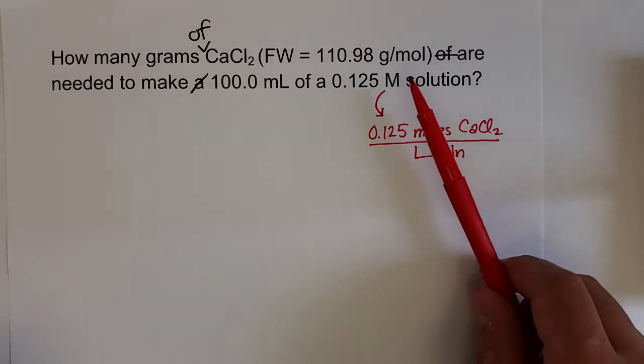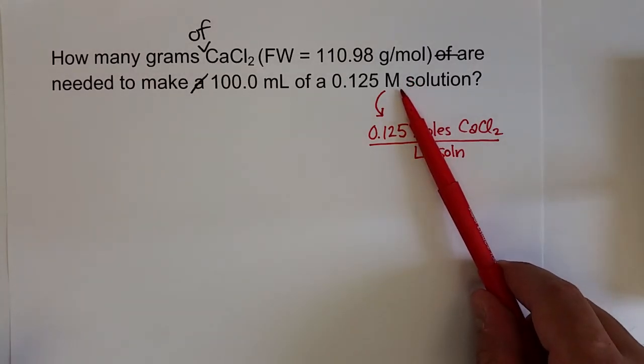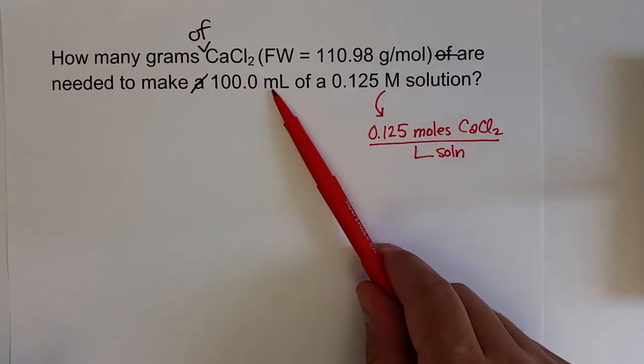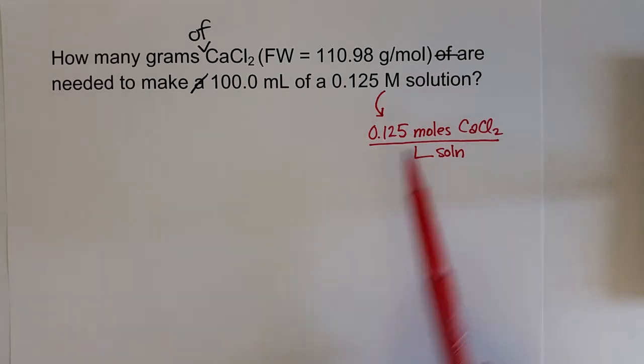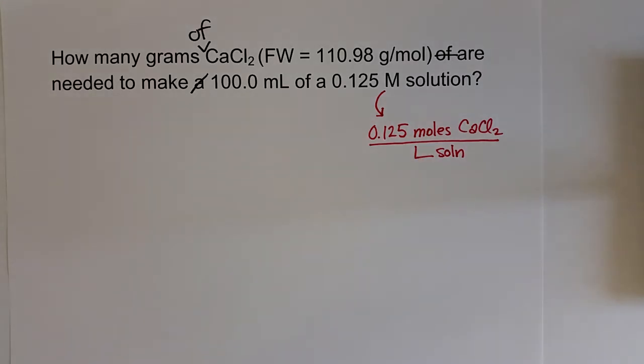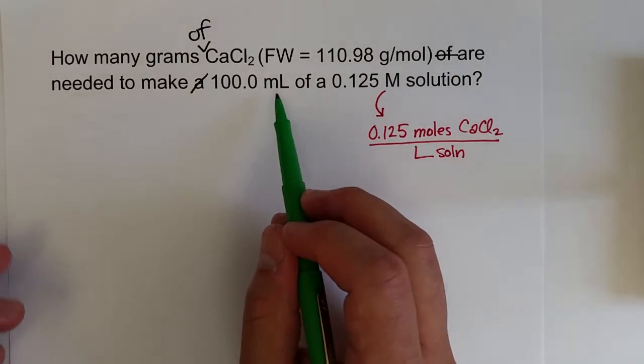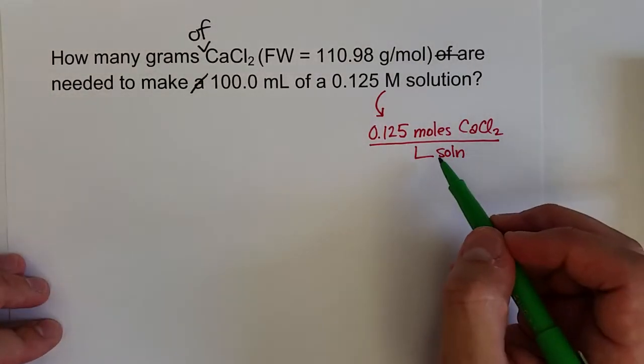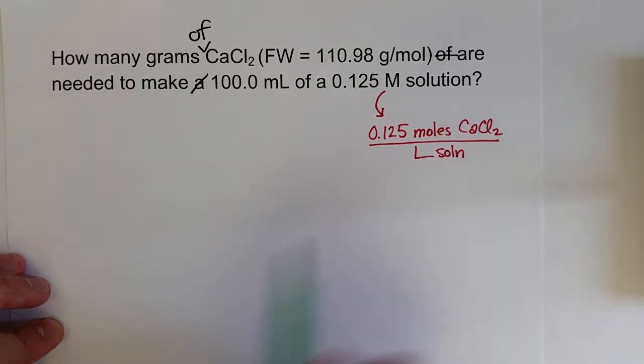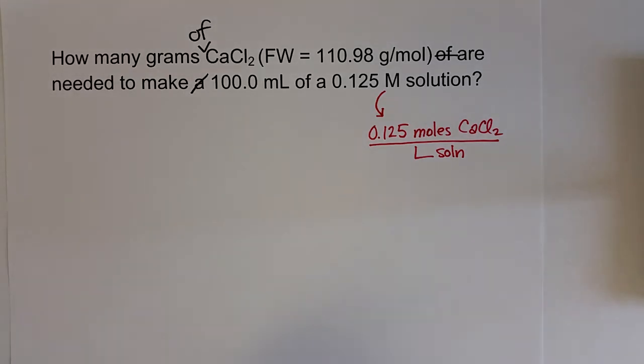All right, so what we're going to do is first find out how many moles of calcium chloride are needed in this 100 milliliters of solution by using this molarity as a conversion factor. Once we know how many moles of calcium chloride are needed, we can calculate how many grams are needed by using the molar mass, which is also given in the problem. The first thing we're going to need to do, however, is convert milliliters to liters, because as I said, I'm going to use this molarity as a conversion factor.